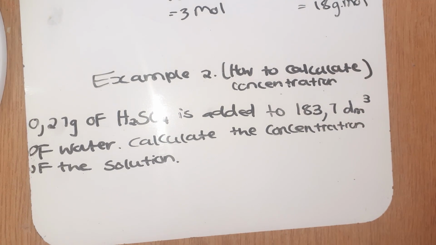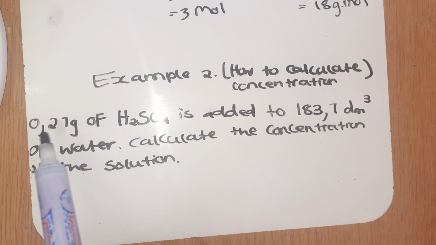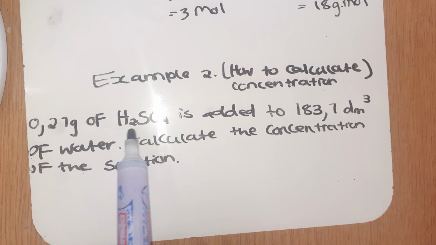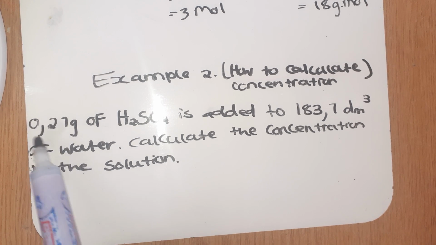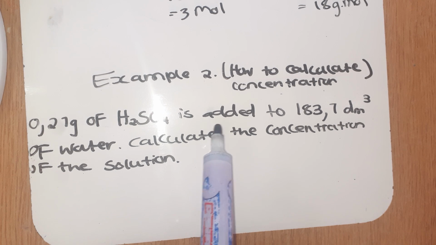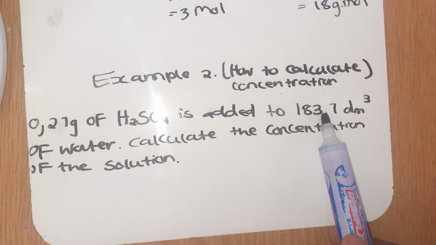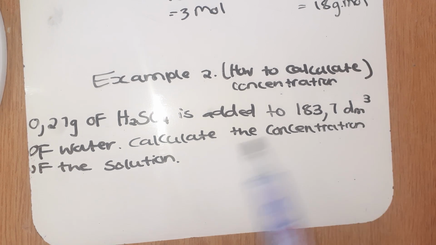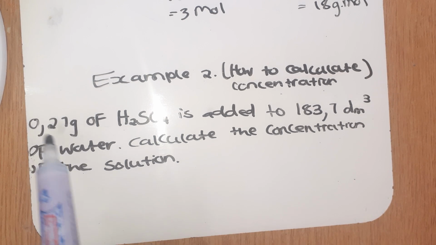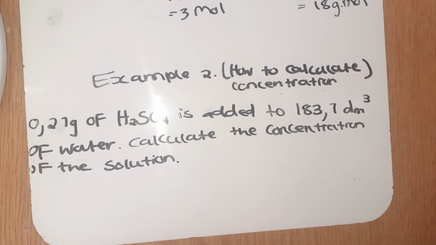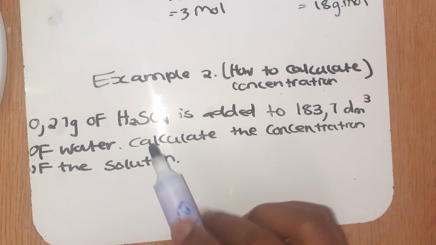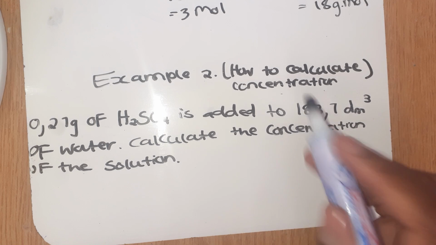Now the second one, which is usually how it's asked in grade 12. You have 0.27 grams of H2SO4, this is the small m, added to 183 centimeter cubed of water. Calculate the concentration of the solution. Now you have grams, meaning you don't have mole. They didn't give you mole. You need to calculate mole first. For that, you have to know the molar mass of this.